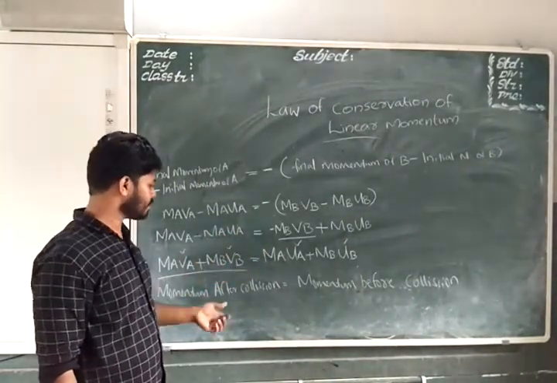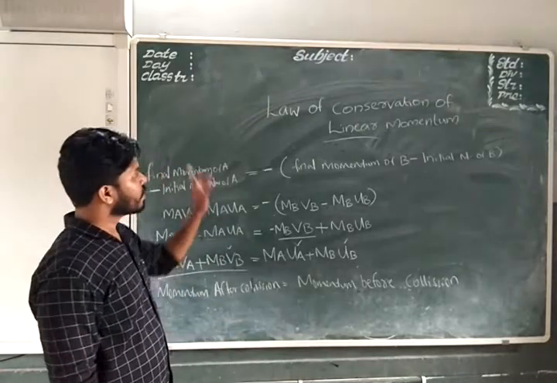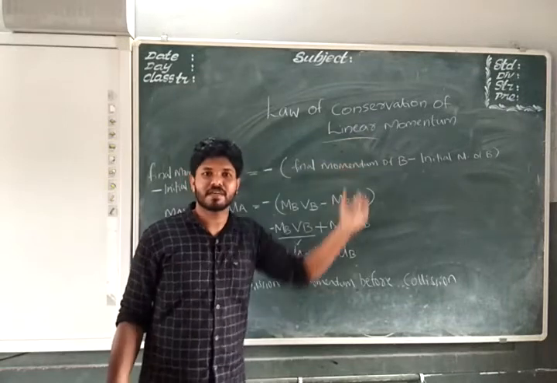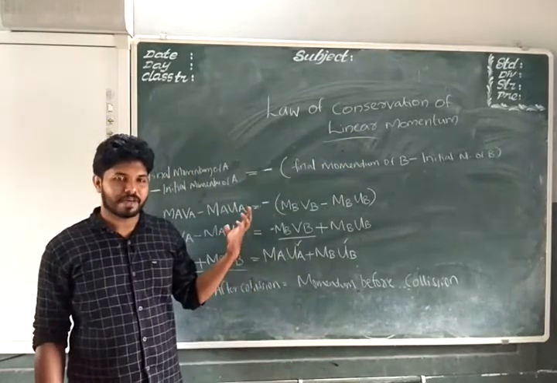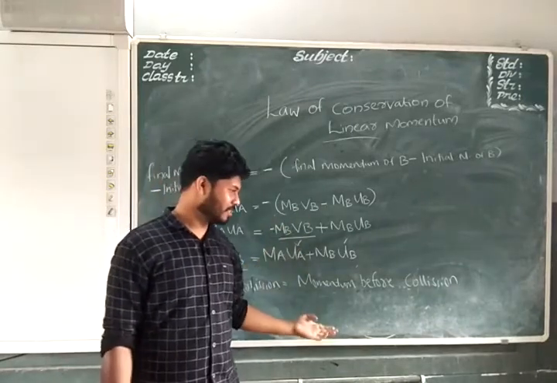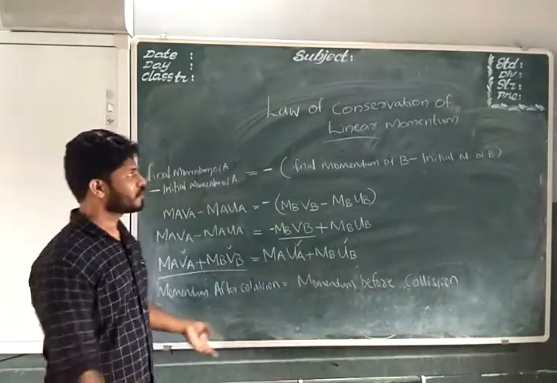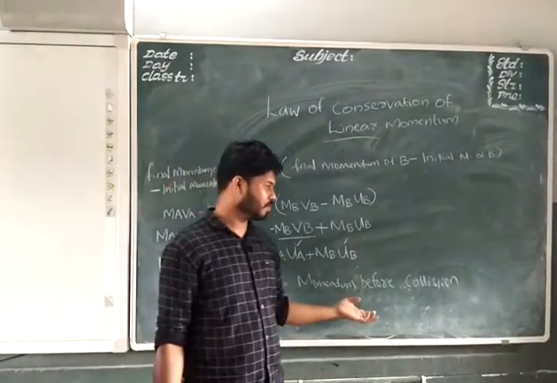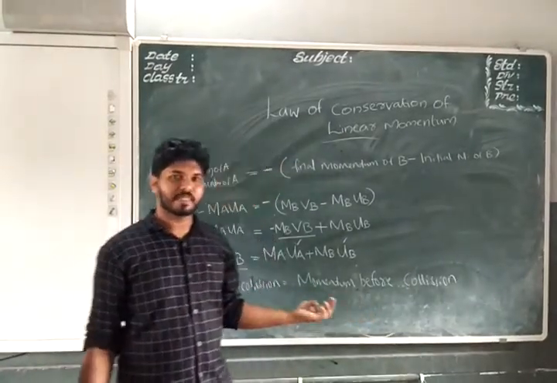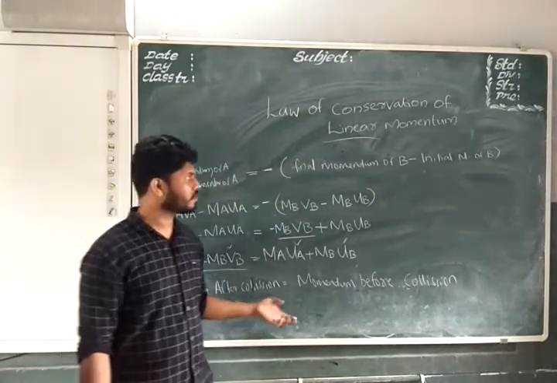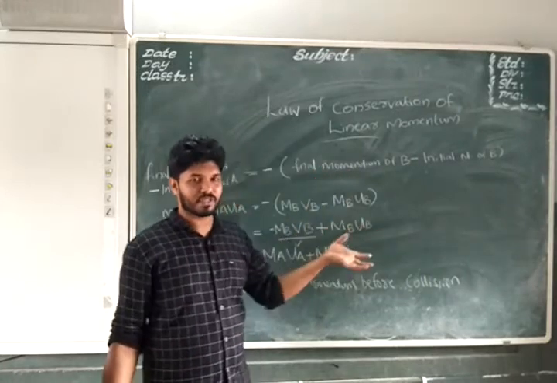So from here, what we can tell is Newton's third law, that is every action has an equal and opposite reaction. From there we reached the proof of the law of conservation of linear momentum, that is momentum after collision equal to momentum before collision. That is, the total linear momentum remains constant. That is the thing we got from the law of conservation of momentum.